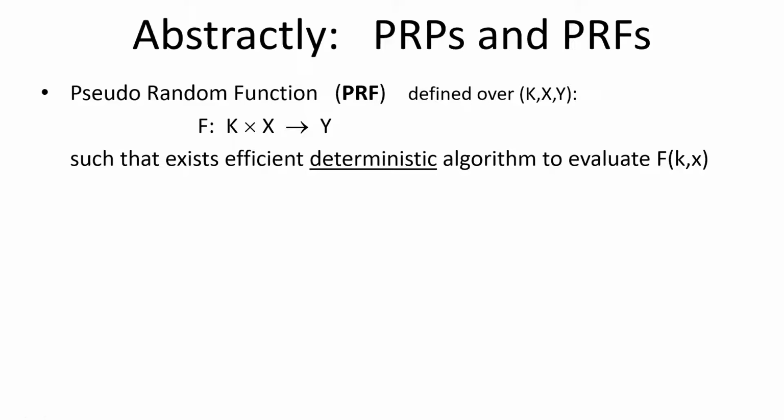Now we'll just state what we need of a block cipher. So what is the security notion that we require of a block cipher? There are two security notions. One is called pseudorandom function, and the other pseudorandom permutation. Let's look at the notion of pseudorandom function first, because it's easier.